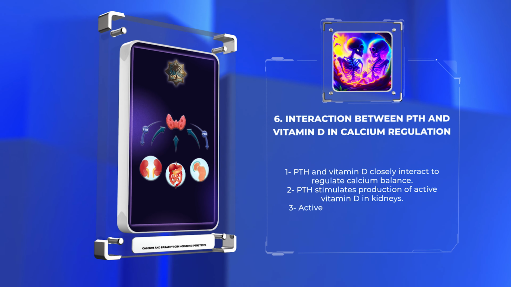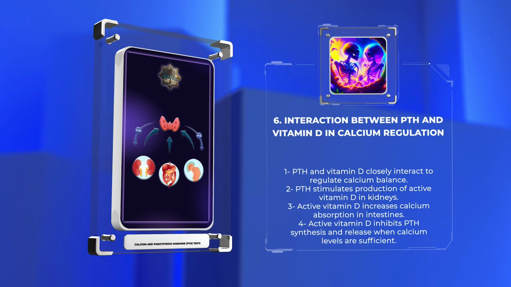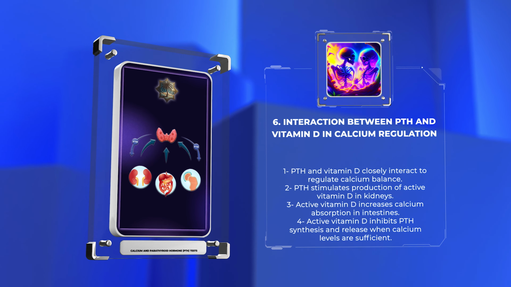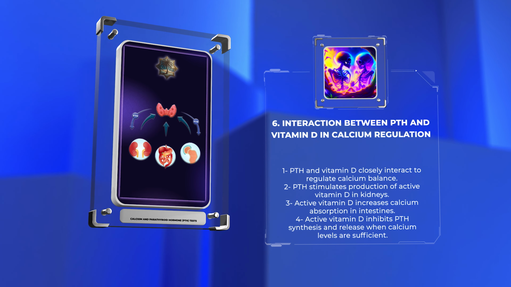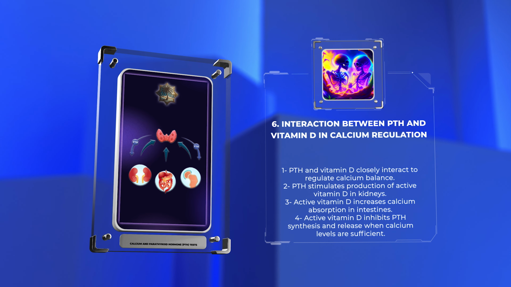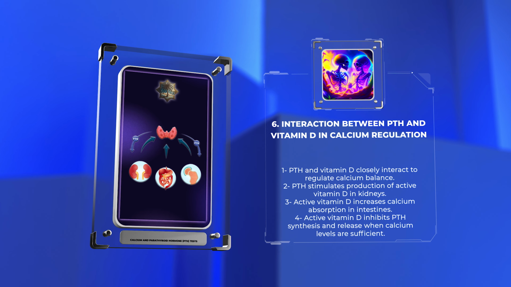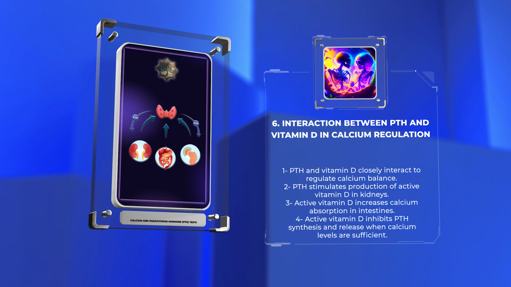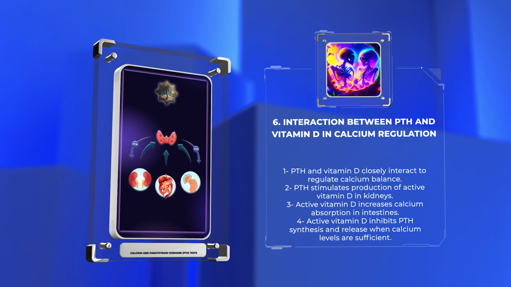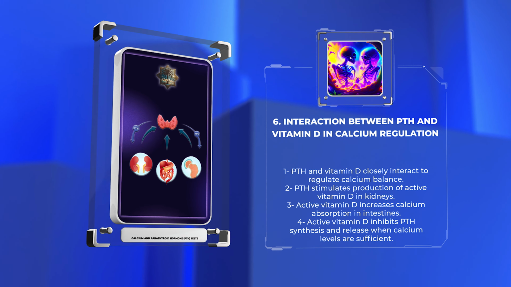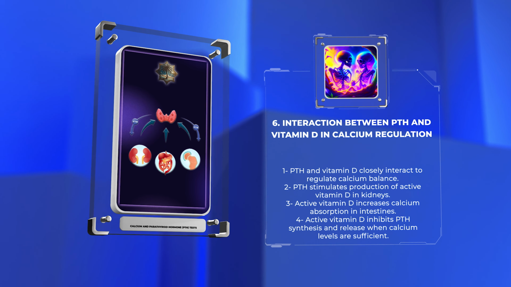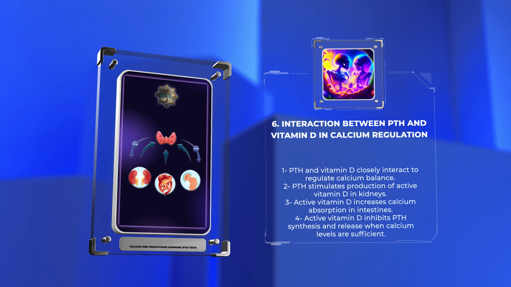PTH and vitamin D interact closely to regulate calcium balance in the body. PTH, as mentioned earlier, stimulates the production of active vitamin D in the kidneys through the activation of 1-alpha hydroxylase. Active vitamin D, also known as calcitriol, increases calcium absorption in the intestines, allowing the body to replenish its calcium stores. Active vitamin D also exerts a negative feedback influence on PTH secretion.